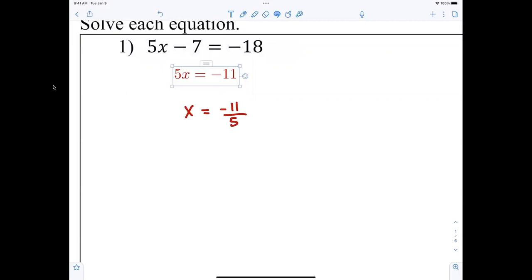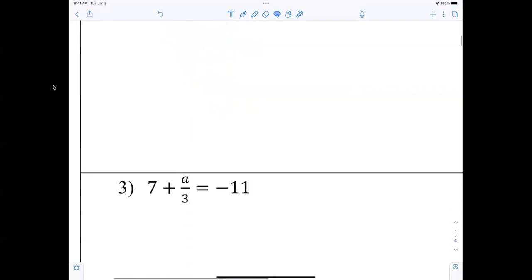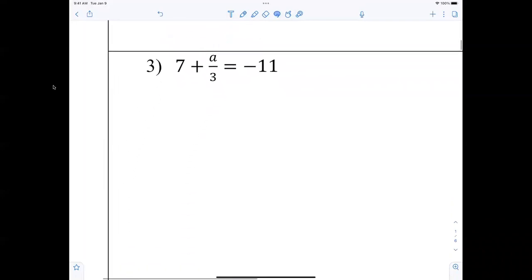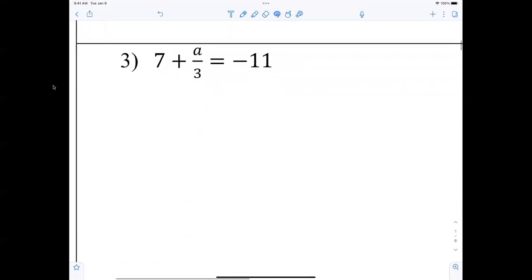All right. Now try number 3. Come on, come on. Everybody's got to try. This was not easy. It gets harder as we go down the page.